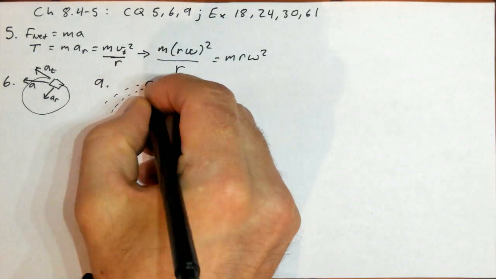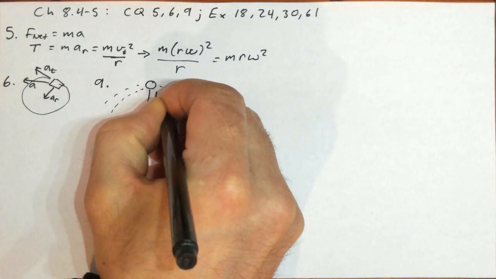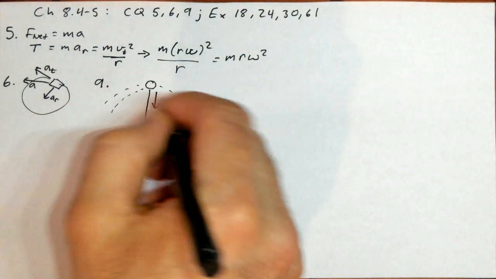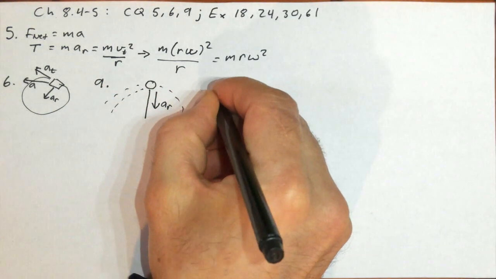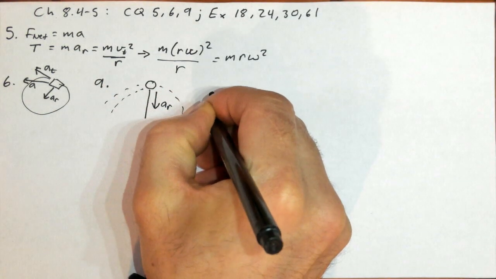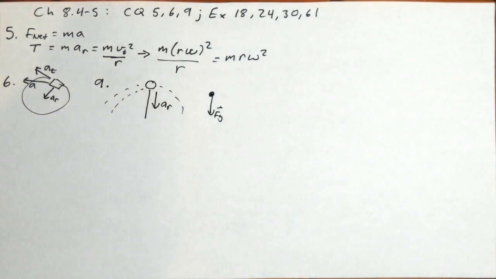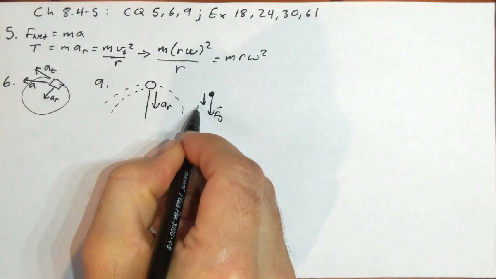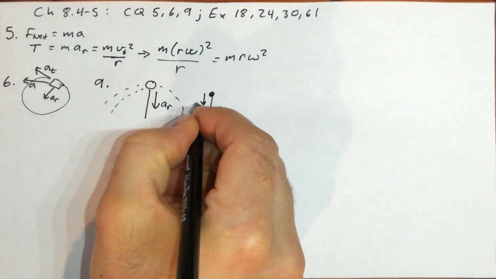The answer is, at this point, it's radially inward, and so that is down. So at the top of this vertical circle, radially inward means down. If I look at that and draw a free body diagram, I know gravity's pulling down on it, and there's also a string pulling down on it. So I have a tension there.